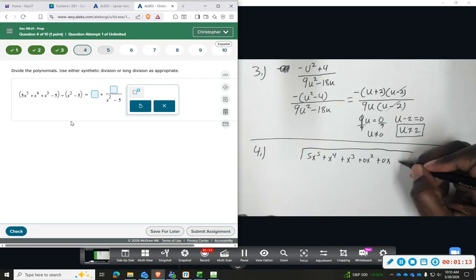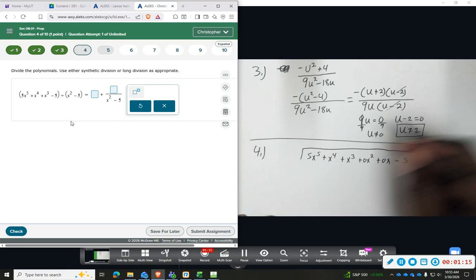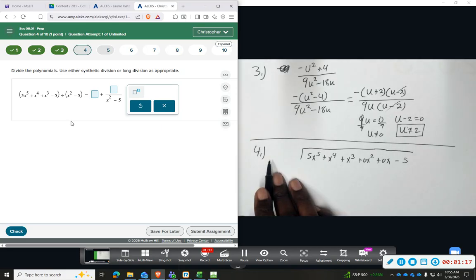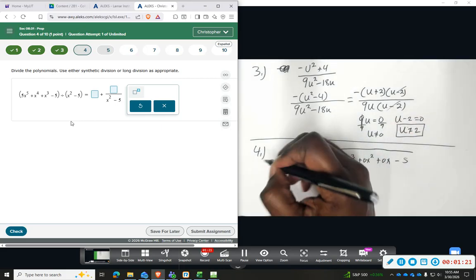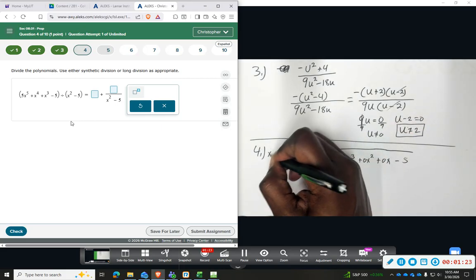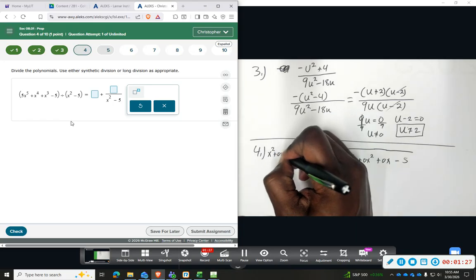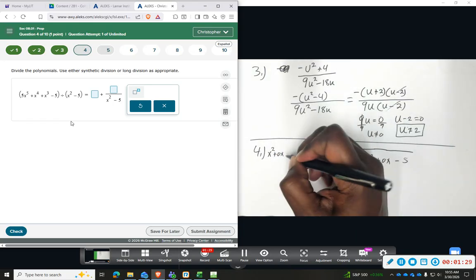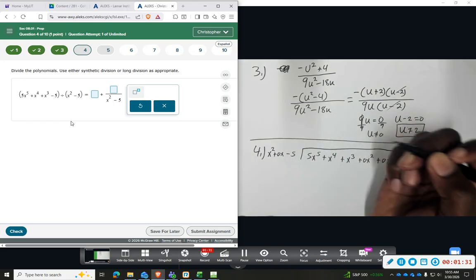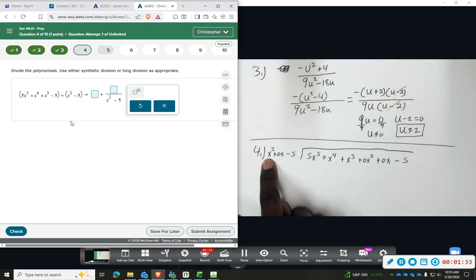And then minus 5. And then out front, our divisor, we have x squared minus 5, so I'm going to put a 0 as a placeholder there as well. So x squared, plus 0x, and then minus 5. Okay. And when we do this process, remember we only focus on the lead coefficient, so only the front term as we go all the way down.